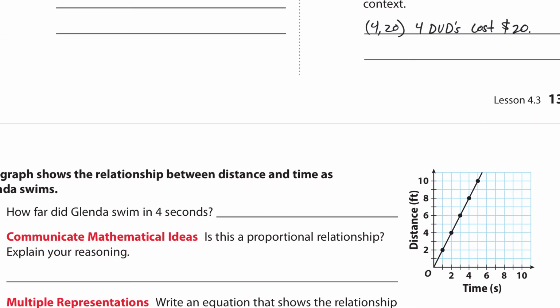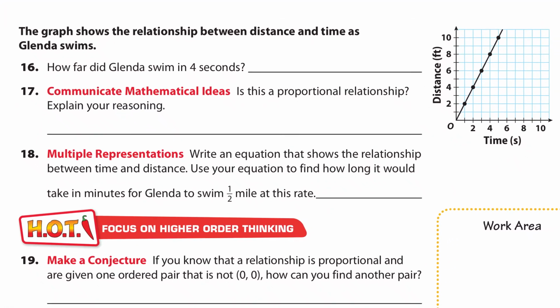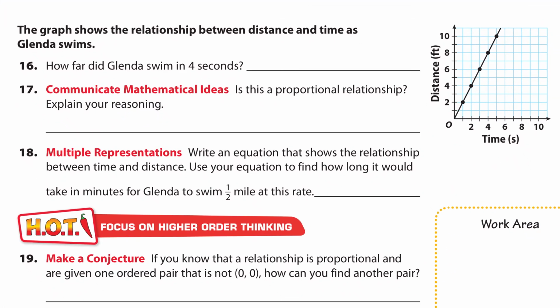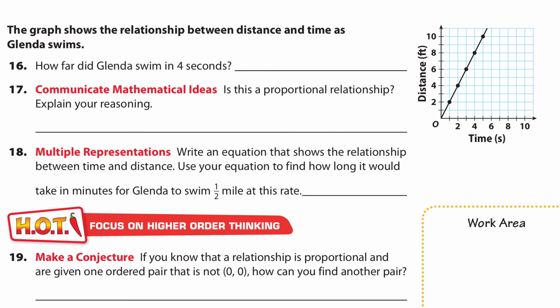Let's look at the next one, number 16. The graph shows a relationship between distance and time as Glenda swims. How far did Glenda swim in 4 seconds? We have 4 seconds right here. How far? It looks like 8 right there, going straight up. 8 feet. So that's 8 feet.